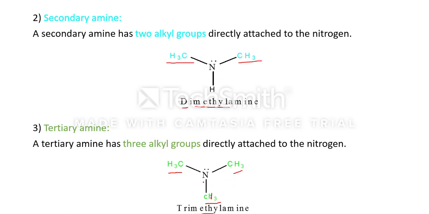Ammonia contains three hydrogens. Three hydrogens are replaced by three alkyl groups. This is a tertiary amine. A tertiary amine has three alkyl groups directly attached to the nitrogen. So everyone get it clear about the classification of amines. There are three types: primary amines, secondary amines and tertiary amines.